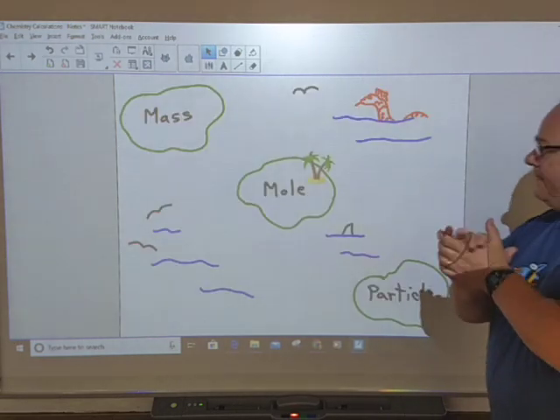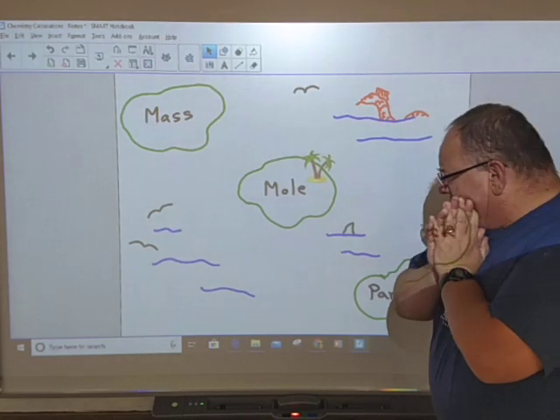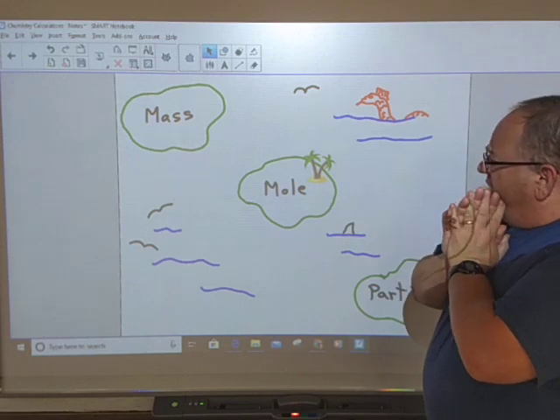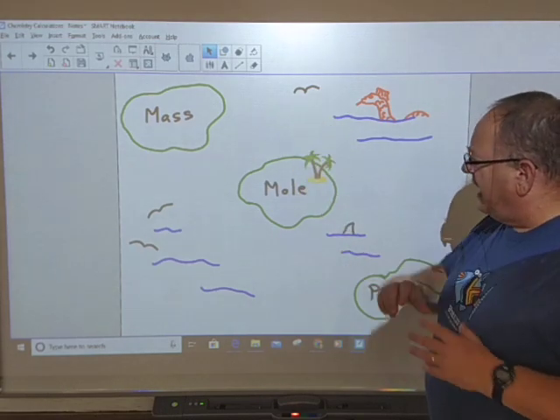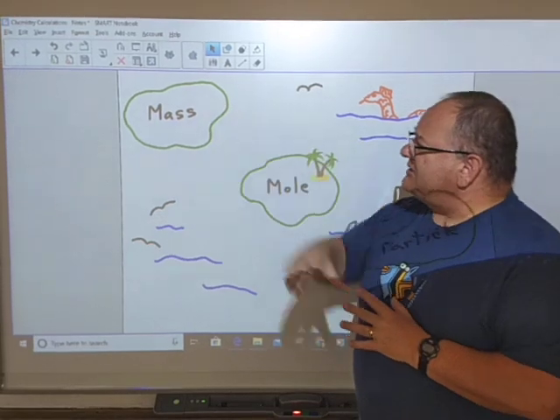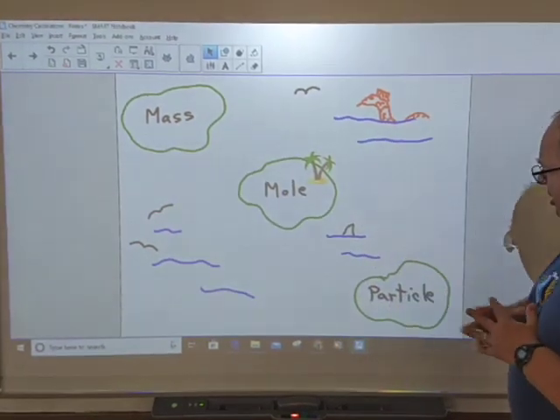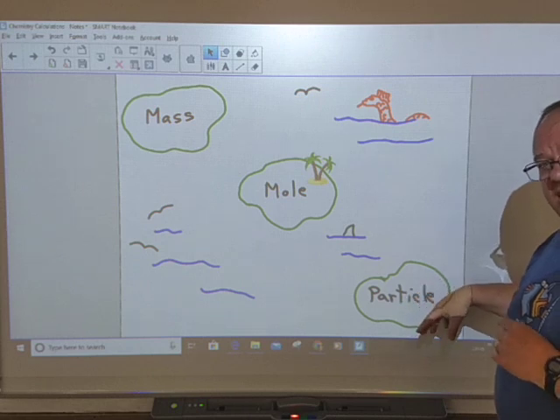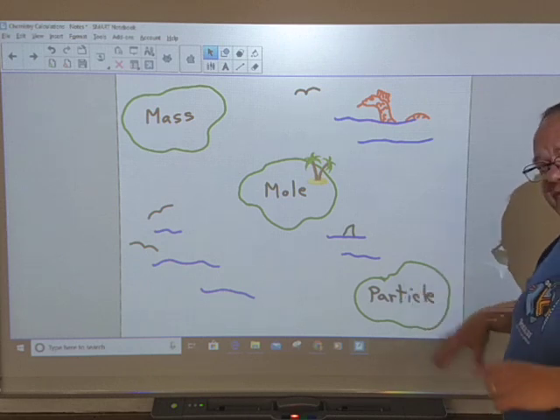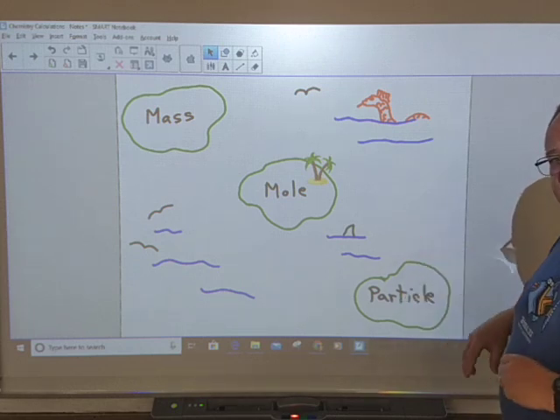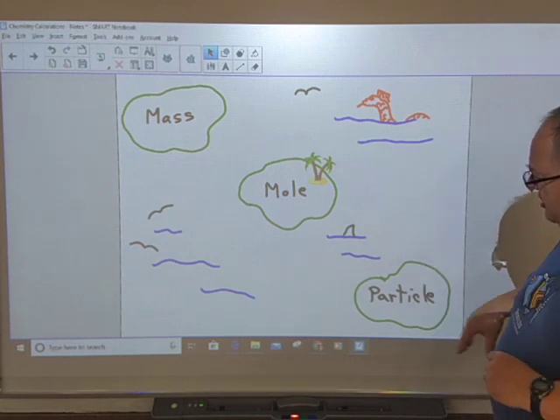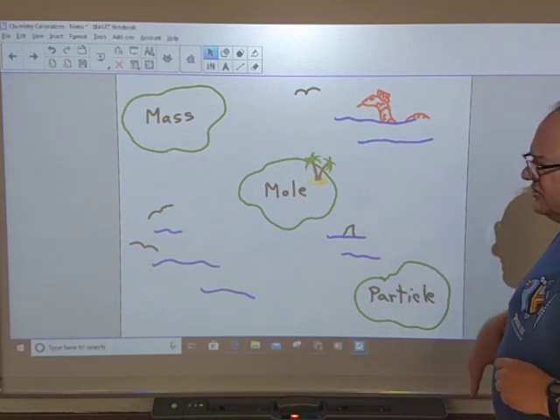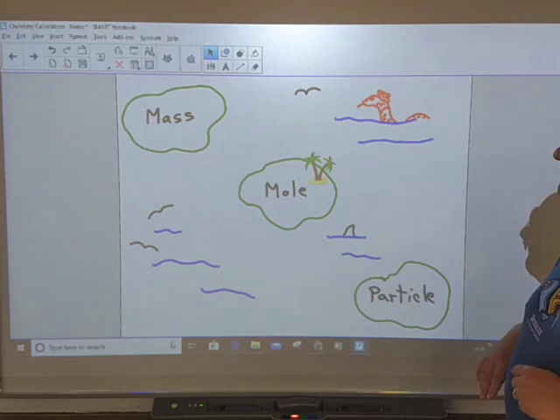All right. So let's hit the map here. Here we are. We got some islands. Here's Mole Island. Here's Mass Island. Here's Particle Island. I hear that there's several tribes running around on Particle Island. Atoms. There's the atoms tribe. There's the molecules tribe. There's the formula units tribe. There's the ions tribe. They're all different particles. They all live on Particle Island.